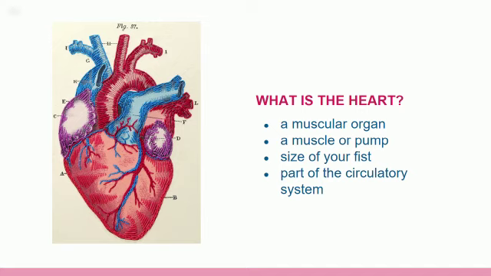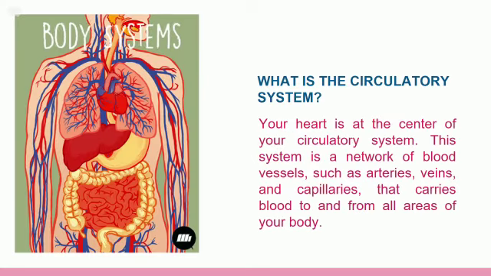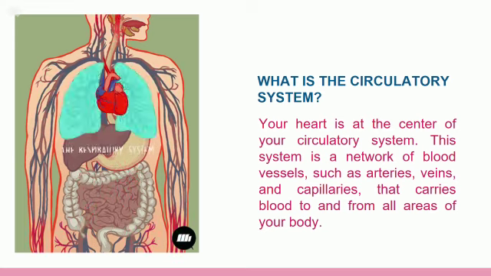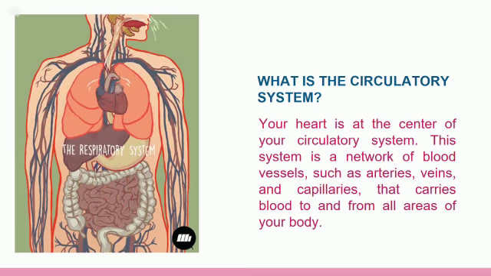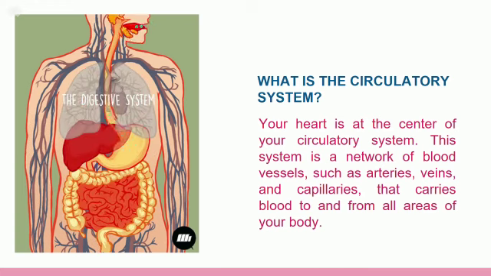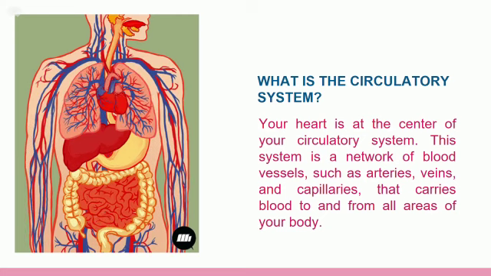The heart forms the main part of the circulatory system. Now, you might be wondering, what really is the circulatory system? Your heart is actually at the center of your circulatory system, as you can see in the picture. And the circulatory system is a network of blood vessels such as arteries, veins, and capillaries. And these blood vessels carry blood to and from all areas of your body.